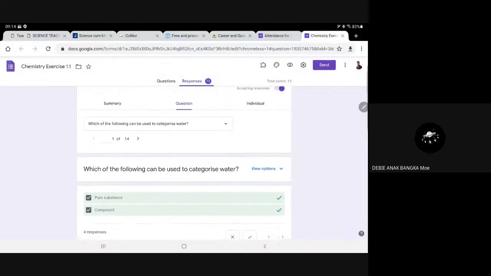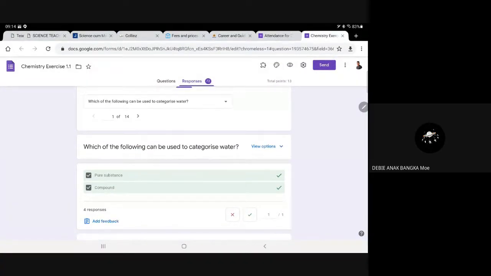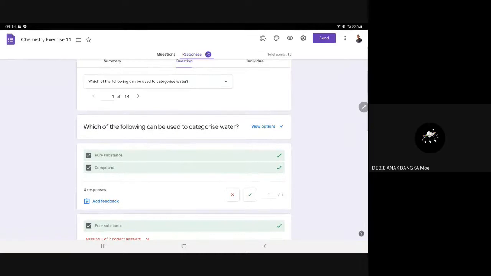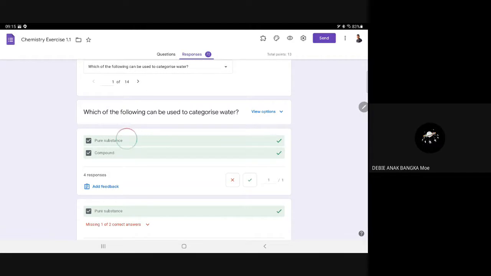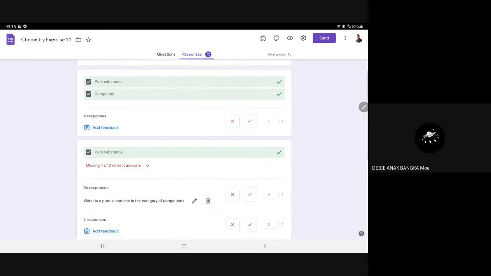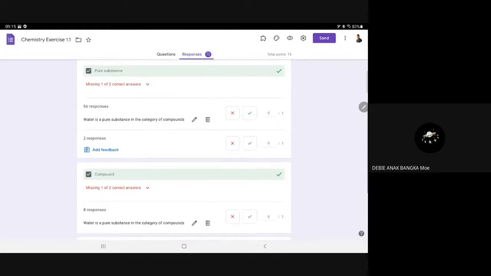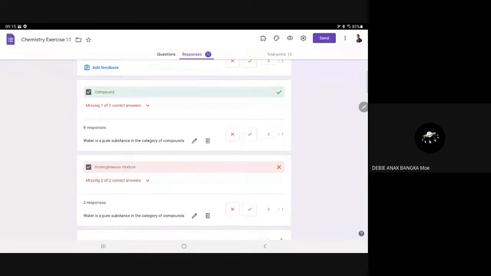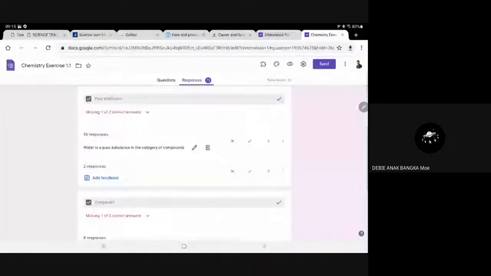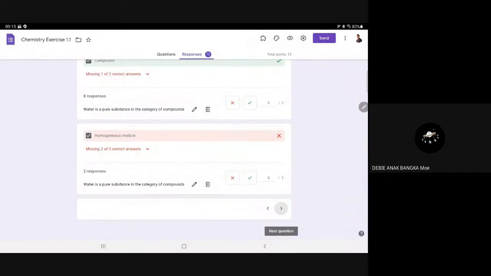Okay, so one of the questions that I asked you: which of the following can be used to categorize water? Okay, so water ini, as you know, water is made up of H2O. It is made up of H2O, therefore it is a pure substance and it is a compound. Banyak yang jawab pure substance tapi dia tak dapat penuh sebab dia tak click more than one lah. Most of you managed to get one correct answer. Water is not a mixture. Ada 2 orang jawab macam tu. Okay, so let's have a look at the next question.